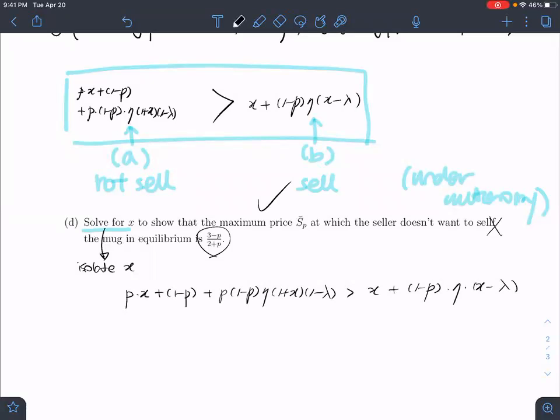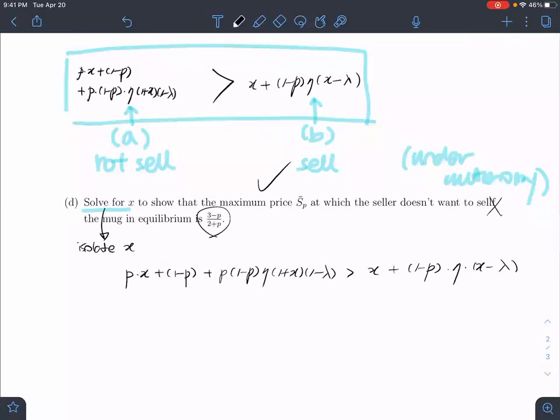Okay. So let me put x on one side. Let me collect x at the left-hand side first. x p. So this first p comes from here. We have another ugly term here, so let me write it. p(1 minus p) eta (1 minus lambda), and then put the remaining terms here: 1 minus p plus p(1 minus p) eta (1 minus lambda). If I make any mistakes, please let me know.